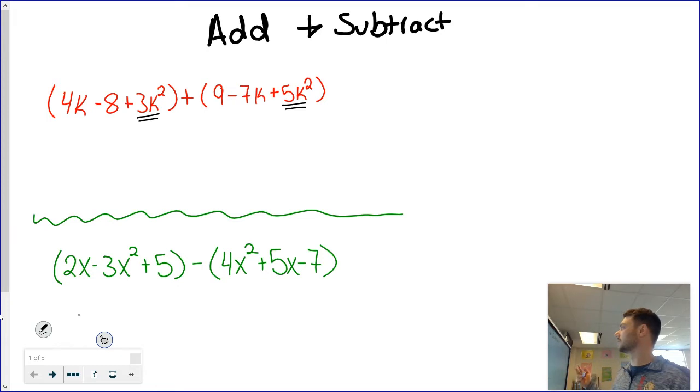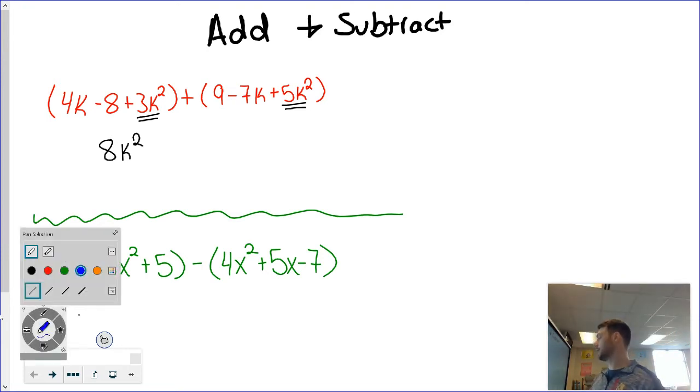3x squared, or in this case 3k squared, plus 5k squared is 8k squared. We're just adding the 3 and the 5, and then the variable stays the exact same, just like 3x plus 5x is 8x. 5k squared and 3k squared is 8k squared. We're not changing our variables at all or those exponents. We're just combining like terms.